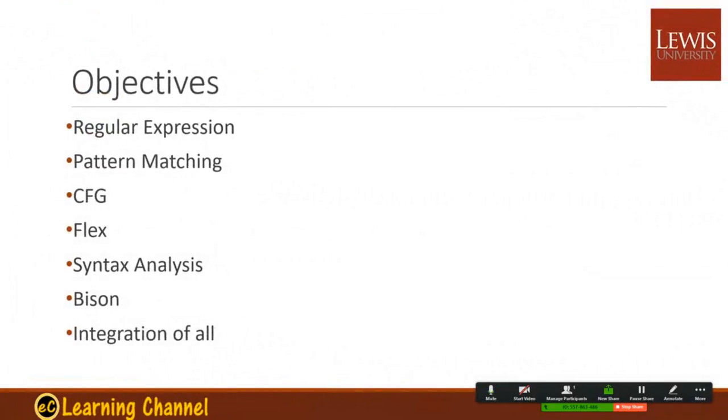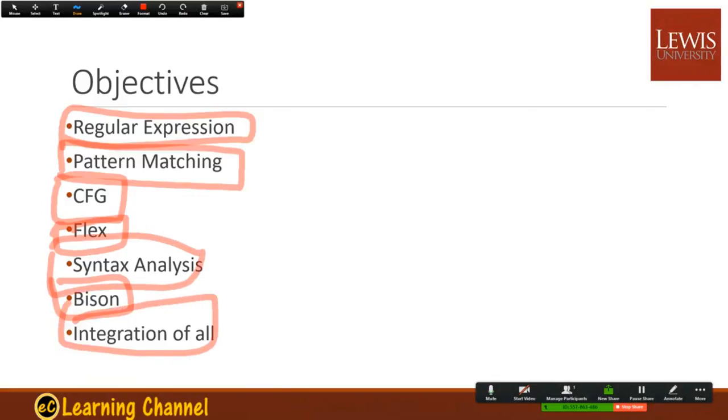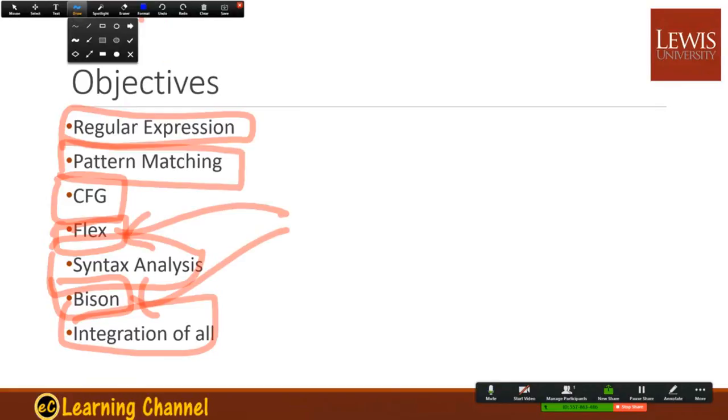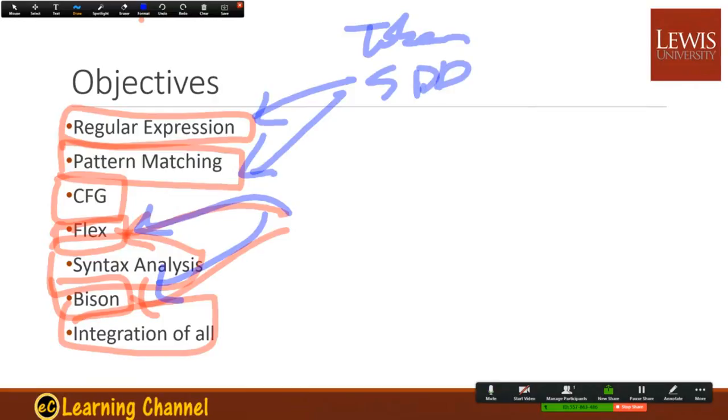The next one is the objective. In chapter 2, we will cover the following things: regular expressions, pattern matching, context-free grammar, Flex, Bison, syntax analysis, and integration of all. Flex and Bison this year we will not go into detail to discuss, but I do have a video from last year you can take a look at. And then later I will introduce regular expressions, pattern matching, and tokenization, SDD, syntax diagrams, and also regular expression checking.